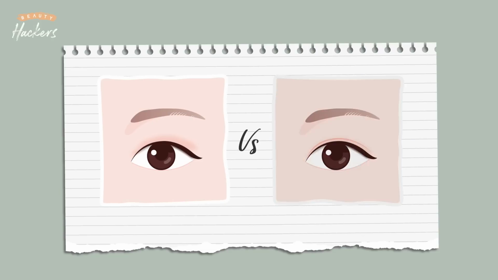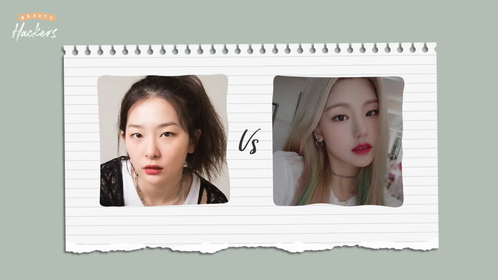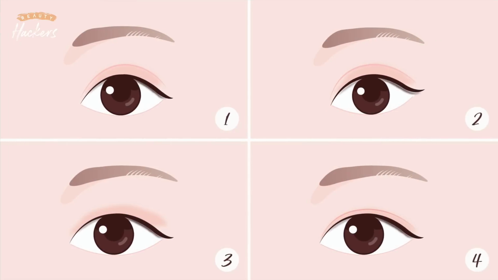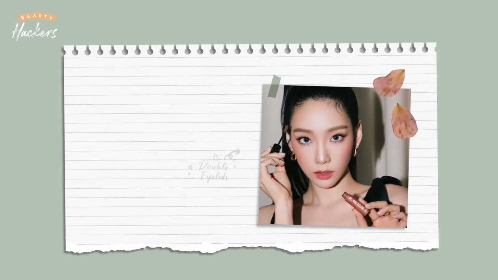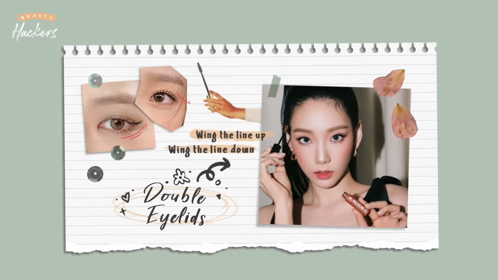Monolid means eyes without double eyelids or a very thin double eyelid, so when you open your eyes really big, it looks like you don't have a double eyelid. If you look at Red Velvet's Seulgi, she's really famous for being a monolid, and ITZY's Yeji is also famous for having a really thin double eyelid. So did you figure out what type of eye shape you have? For those of you with double eyelids, whether you draw the wing up or down can change your impression entirely.